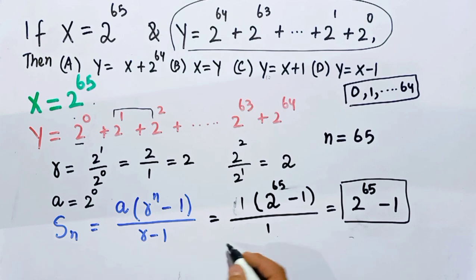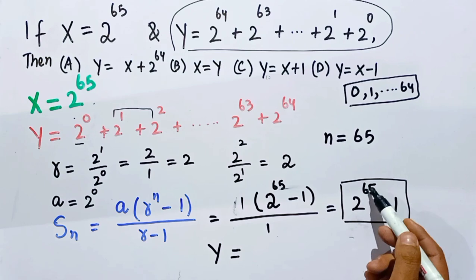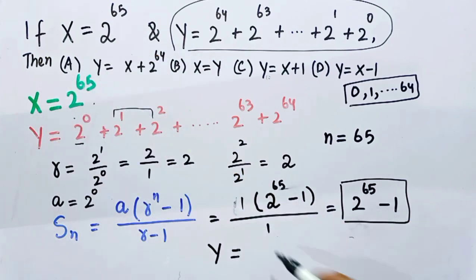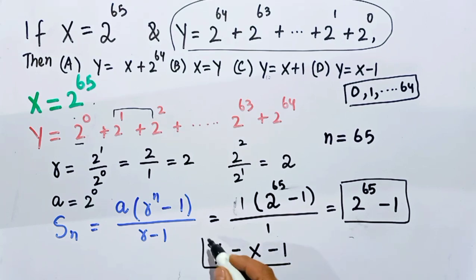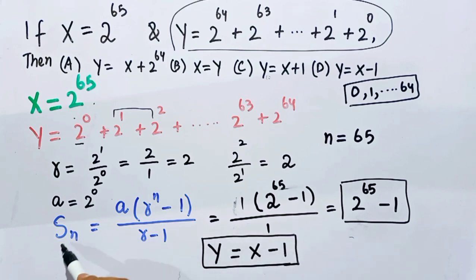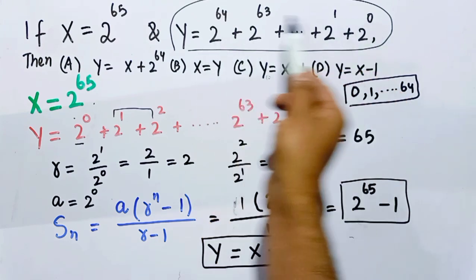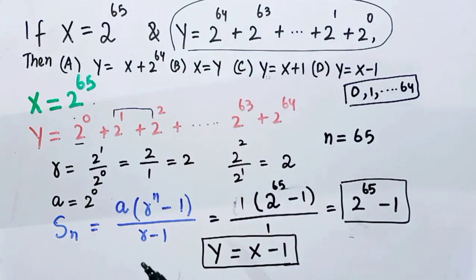So our y is equal to 2 to the power 65 minus 1. Now 2 to the power 65 is given to us as x, so in place of this I can write x minus 1. So this will be the result. We have just summed this geometric series. It came out to be 2 to the power 65 minus 1, and this 2 raised to the power 65 is equal to x. That means y will be equal to x minus 1. Okay, I hope I made myself clear. Thank you.